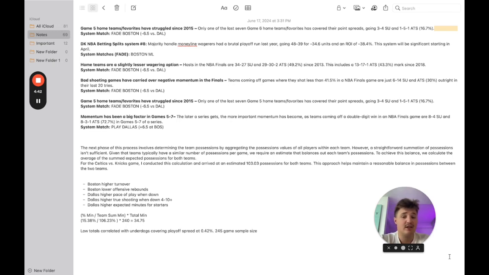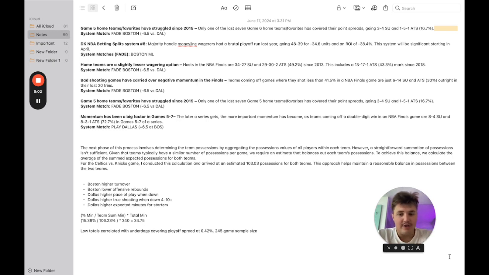But double digit, these teams in Game 5 and 6 that are coming off a brutal loss, such as Game 4, they tend to struggle. As we talked about with the shooting percentage, 8-4 straight up and 8-3-1 against the spread at a 72.7% clip. This would fit Dallas going into Game 5.